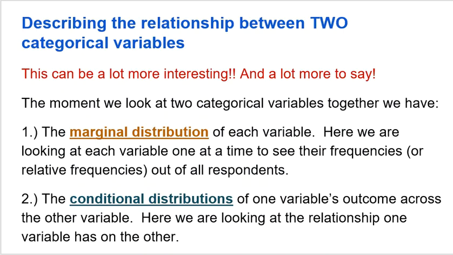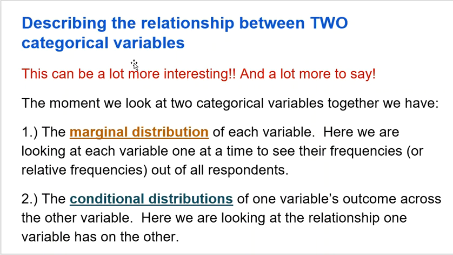All right, now let's talk about describing the relationship between two categorical variables. This will give us a lot more to say. This is far more interesting. Now, the moment we look at two categorical variables together in a two-way table, we instantly have two things. One, we have what's called the marginal distribution for each variable. These are looking at one variable at a time and looking at the frequencies or relative frequencies of all of those respondents, out of all the respondents. So again, a marginal distribution is saying, okay, I know that I have two things in this table. I know it's a two-way table, but I'm only going to look at one variable. And that's my marginal distribution. Or then I say, okay, let me look at the other variable, just that other variable. That's a marginal distribution. And of course, we're going to look at an example of this in a minute.